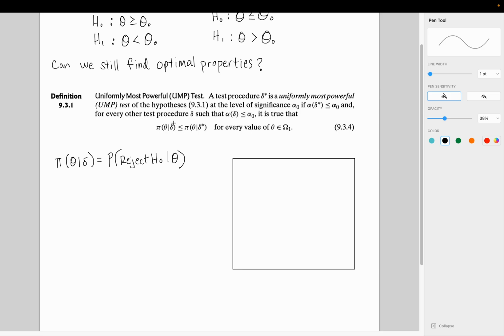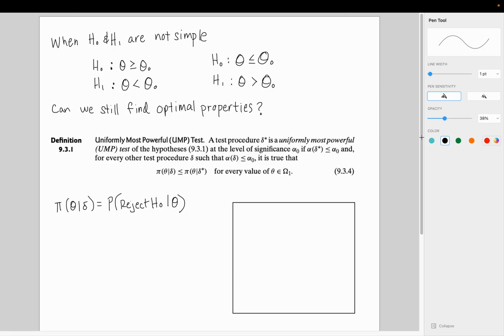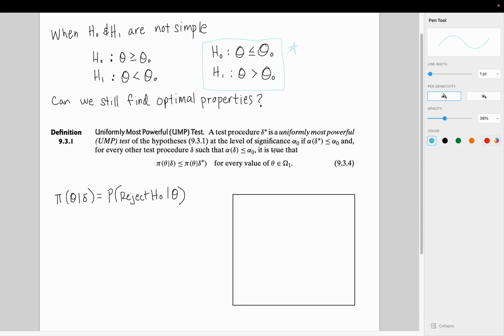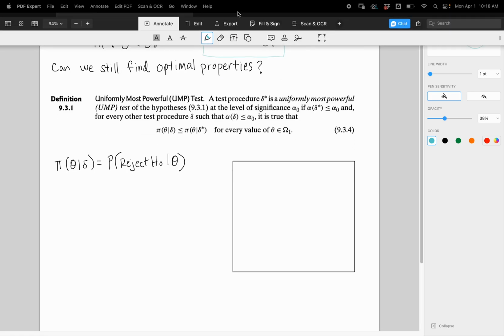The definition of a uniformly most powerful test is structured around the power function. If we remember, a power function is the probability we reject H naught given some theta. So just to recall what power functions look like, I'm going to use this one as an example, and a typical power function we might see for this one.